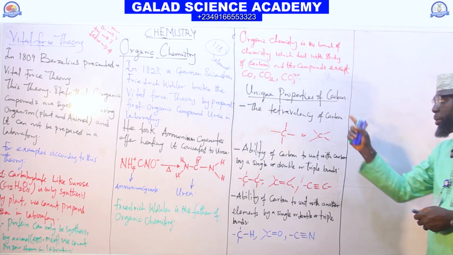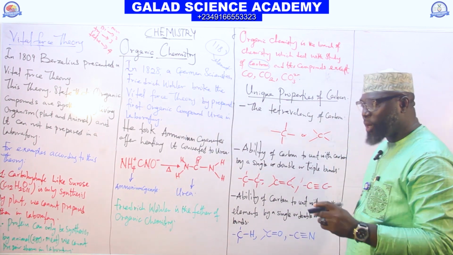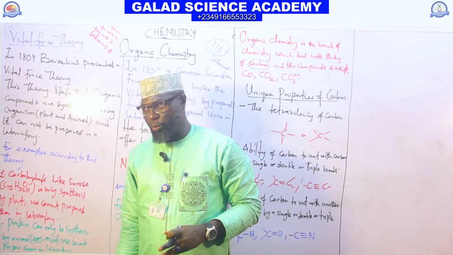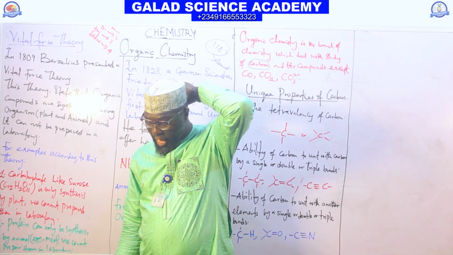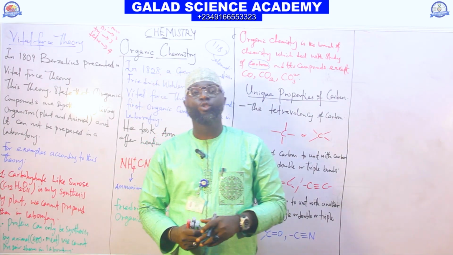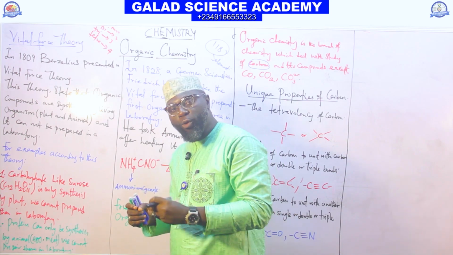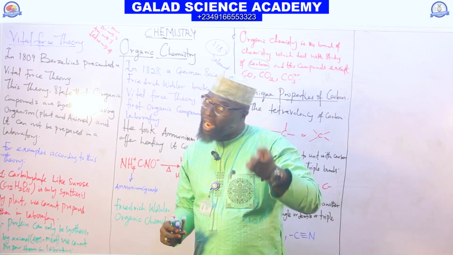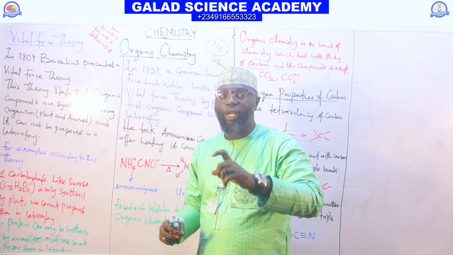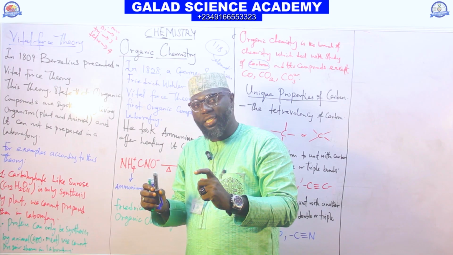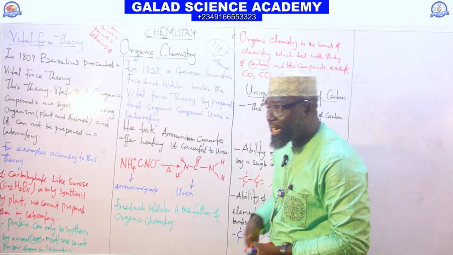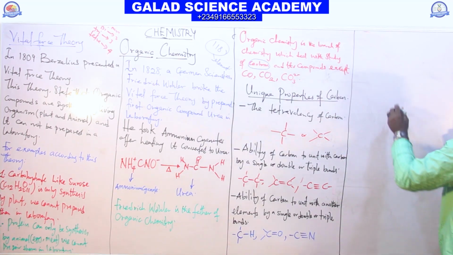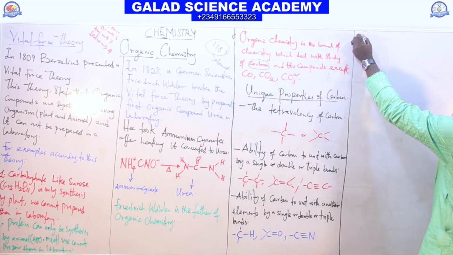The next unique property of carbon is that carbon can also unite with another carbon or another element to form a stable ring compound. The carbon can unite with another carbon or another element to form a stable ring compound. Let us look at that one.